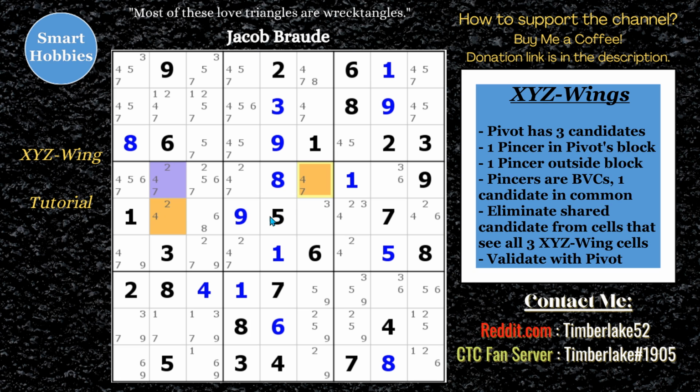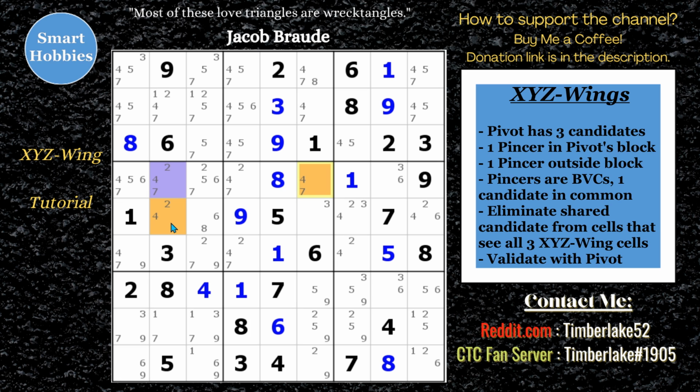Okay. So, does it have 3 candidates? Yep, 2, 4, and a 7. Two of the candidates in the pincer? Yep, 2 and a 4. And the other one over here, are they two different candidates? Yep, 4 and a 7. Okay, so that's a valid XYZ wing.